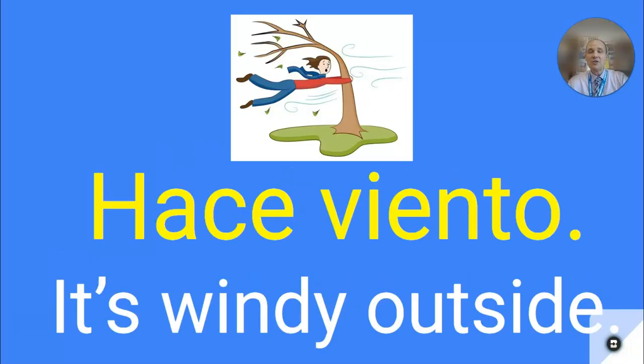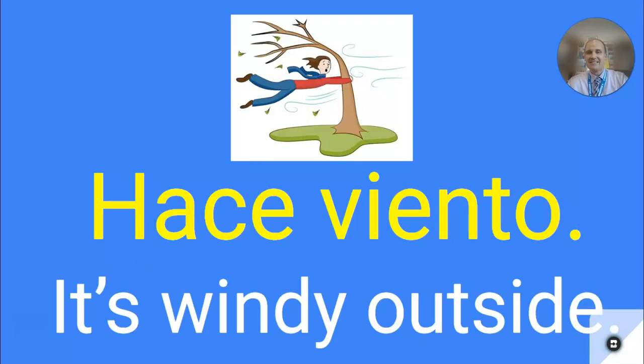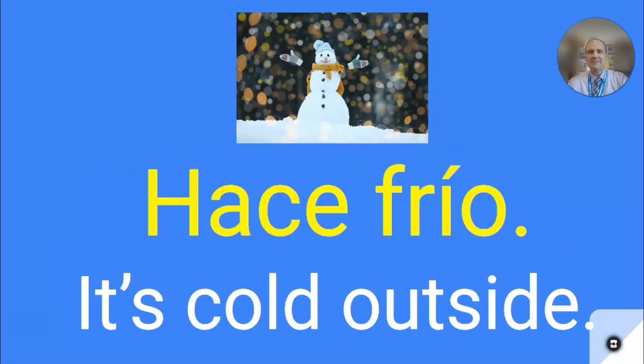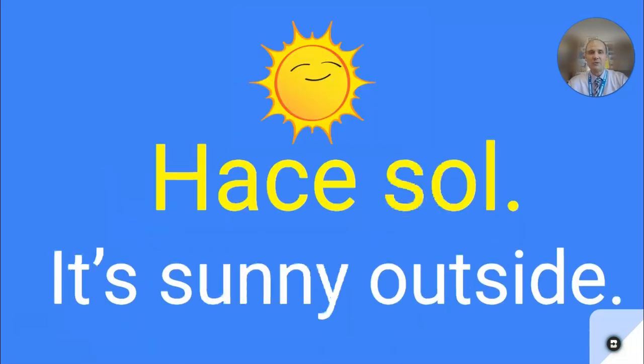And then this one is to describe if it's really windy outside, we would say hace viento. All right, hace viento. So a lot of those words that we see are having the word hace. Hace viento for it's windy out, hace sol for it's sunny, hace frío, it's cold, and hace calor, it's hot outside. So we use that phrase hace to begin with our description.